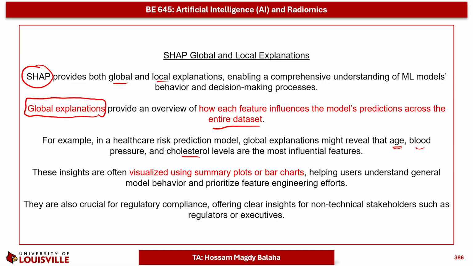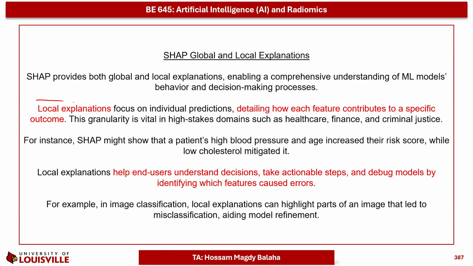And inside SHAP, as we are going to see, we can use something called summary plots or bar charts to explain the global explanations. On the other hand, local explanations focus on individual predictions, and this will detail how each feature contributes to a specific outcome. Let's say that the patient's high blood pressure and age increased their risk score, while low cholesterol mitigated it.